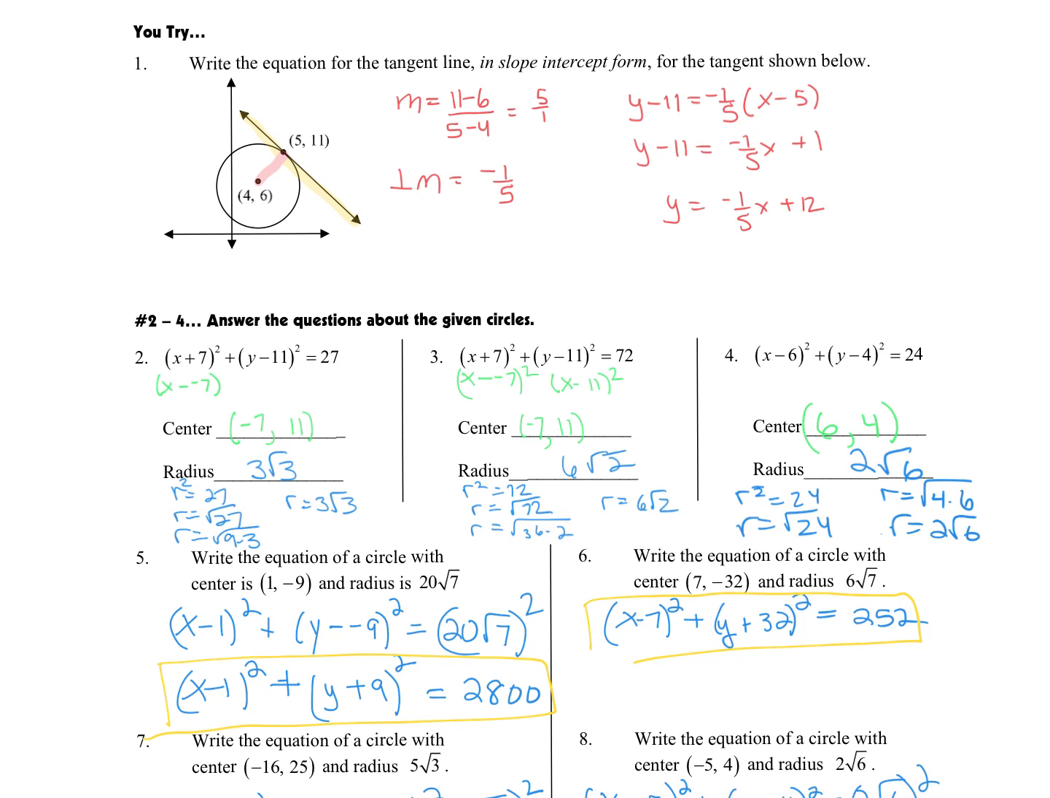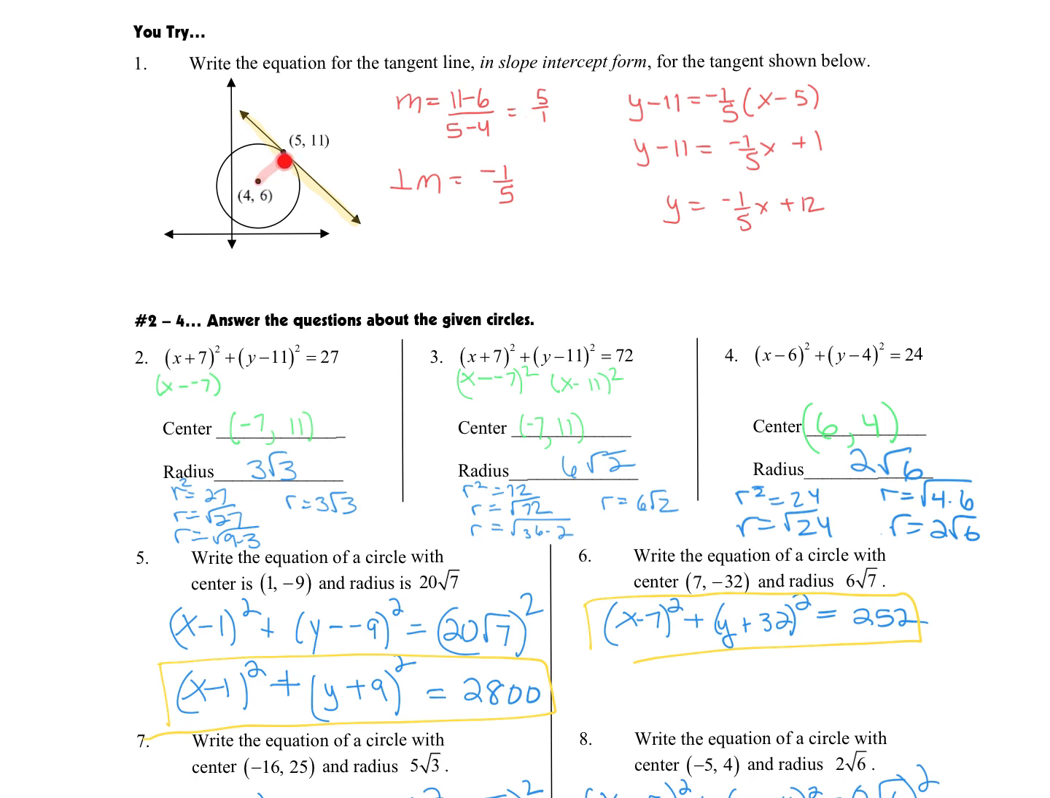Alright, in this video we are looking at the answer key for pages 18 and 19. Our first one is to write the equation for the tangent line in slope-intercept form for the tangent shown below. So here's our tangent. Our first step is to find the slope of the radius, which is going to be 5.